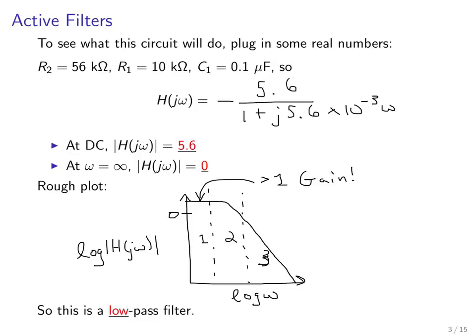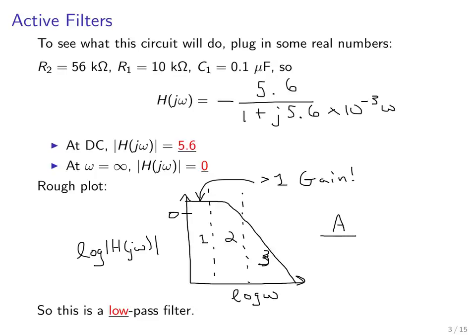And so obviously you can see that this is a low-pass filter, right? And again, like we did for the passive filters, we have this region where the magnitude is dropping approximately linearly on a log-log plot. And if you write down the general form, you can see that it should be linear on a log-log plot.